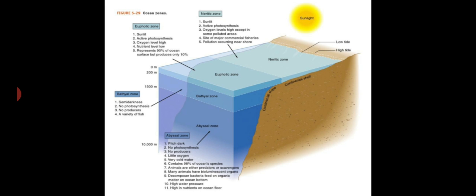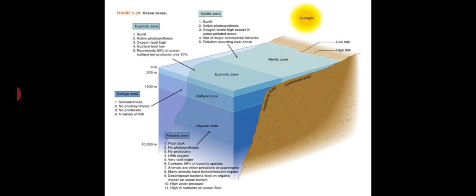Nutrients in the Neritic zone come from the rivers and streams that flow into the ocean. It also comes due to upwelling of water from the deeper layers. These nutrients support abundant phytoplanktons, zooplanktons, and fishes. In fact, most of the commercial fishing operations in the oceans are carried out in the Neritic zone.